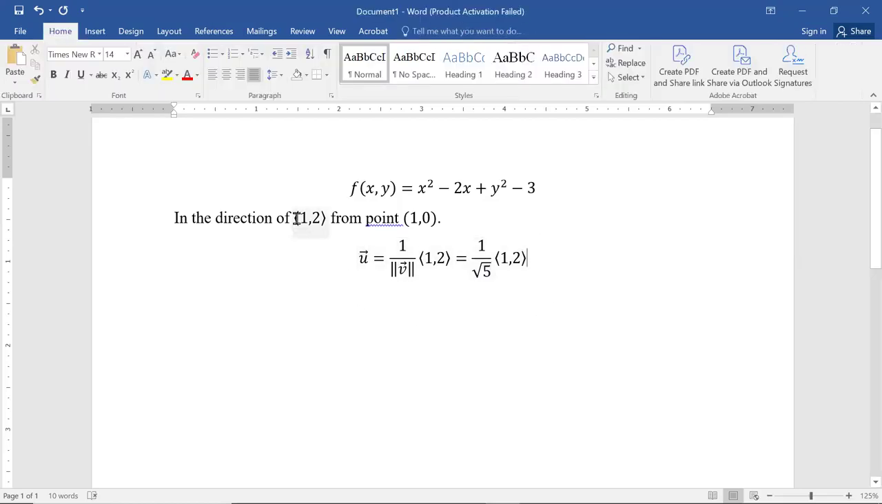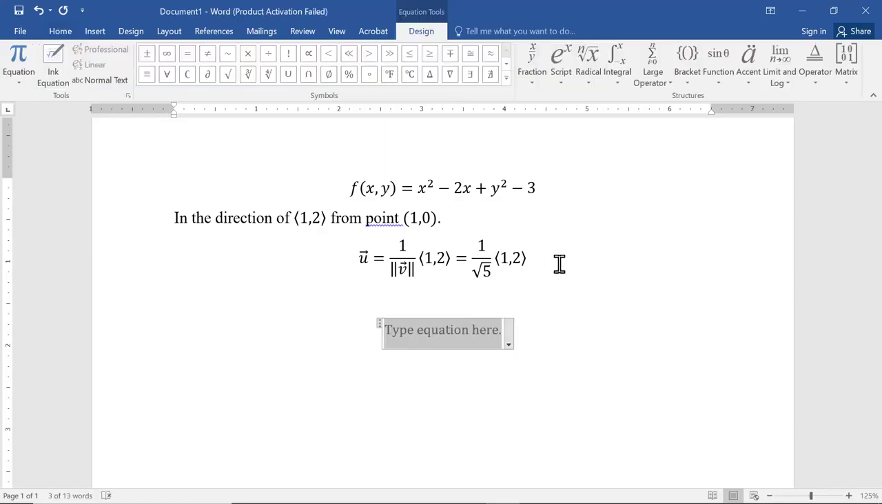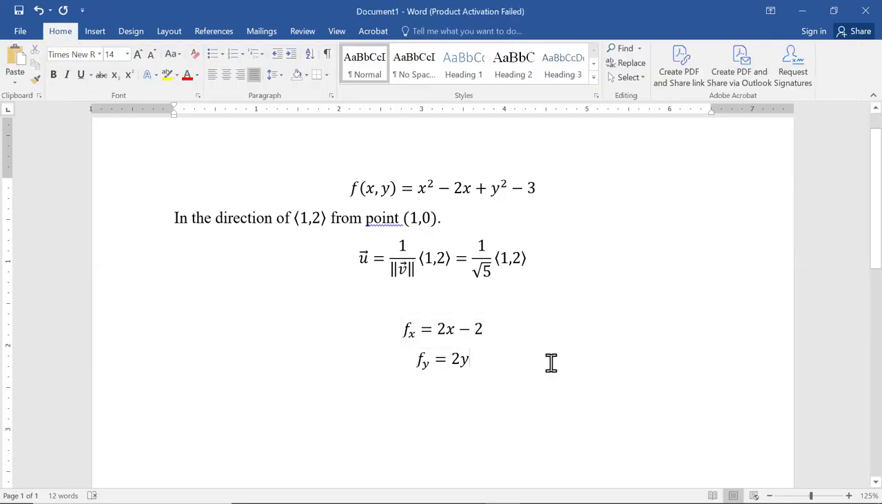In the direction of 1, 2. Now, there's my unit vector. The other things that I'm going to need are f sub x, which in this case is 2x minus 2, and f sub y, which in this case is 2y. We've calculated that before. If you're having trouble with partial derivatives, go back and look at some of the previous videos we've done.